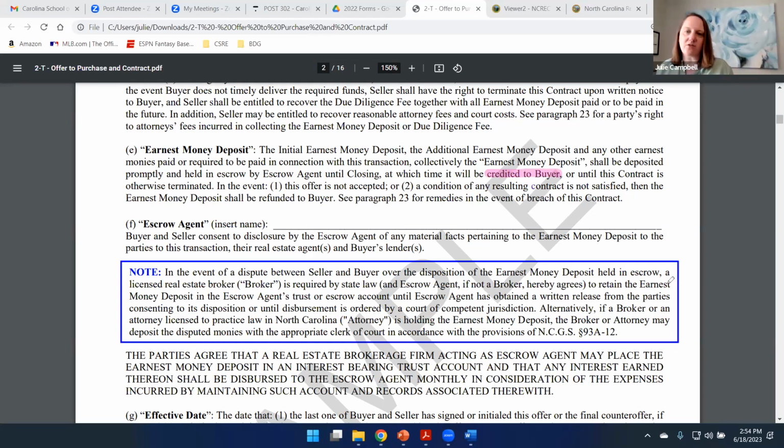In the event the offer is not accepted or a condition of any resulting contract is not satisfied, the earnest money deposit shall be refunded to the buyer. Again, we're instructed to see that paragraph 23.